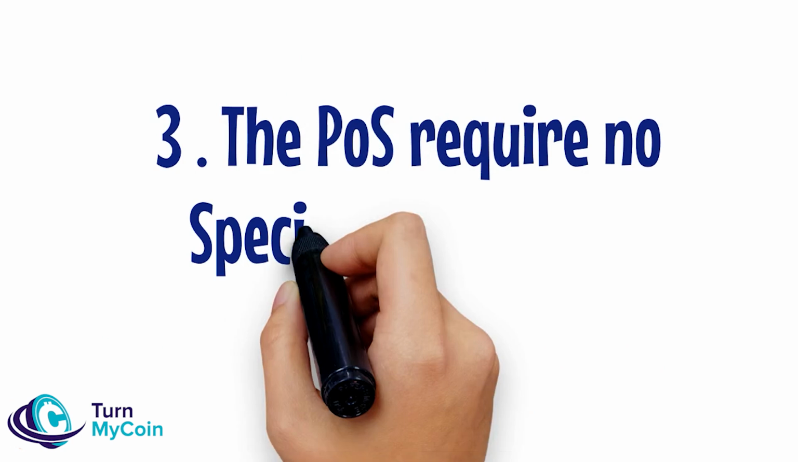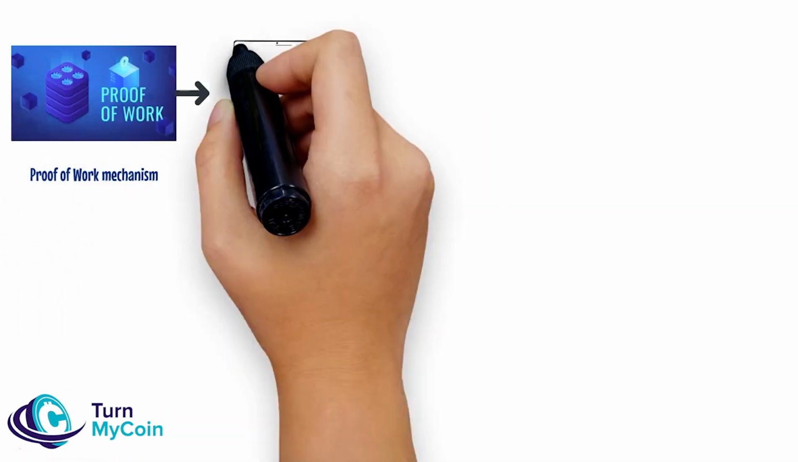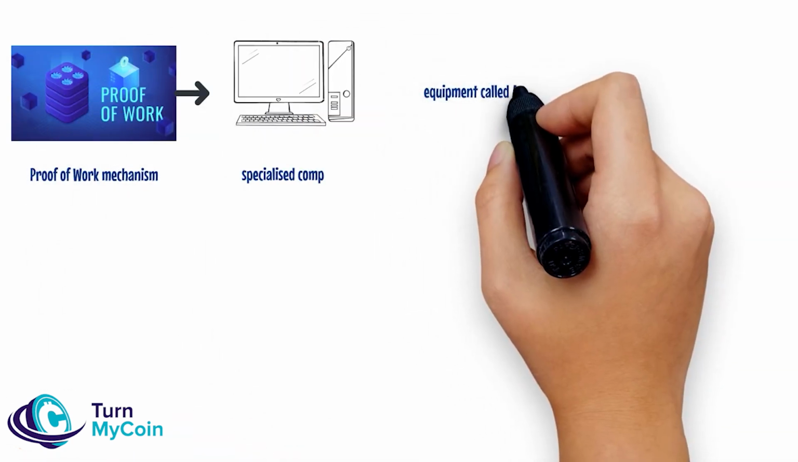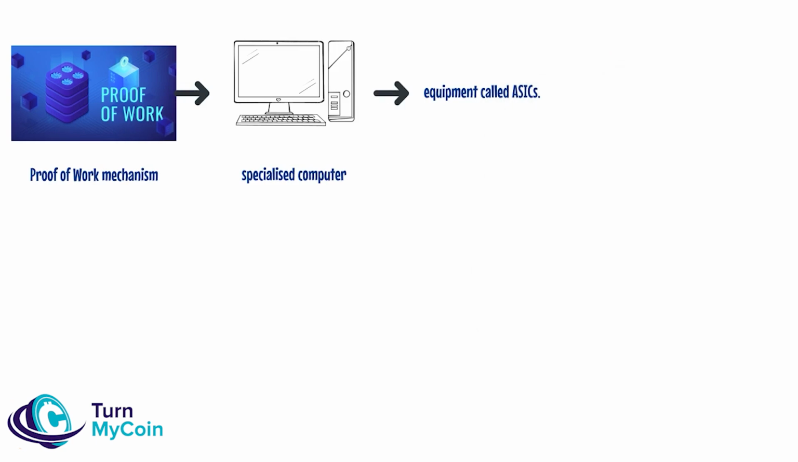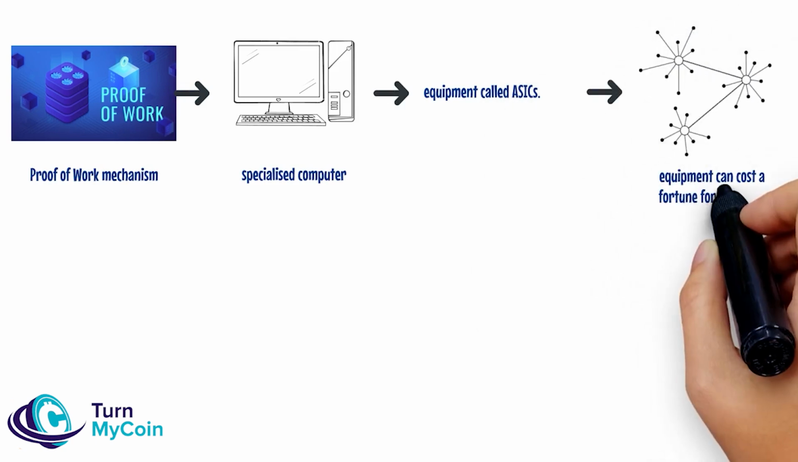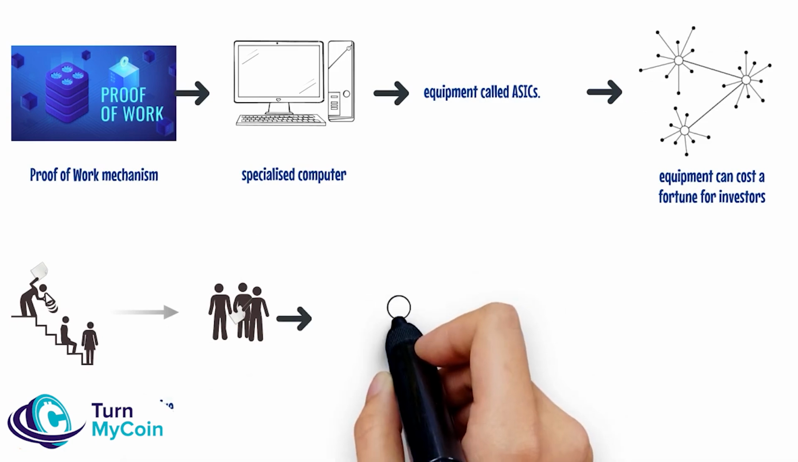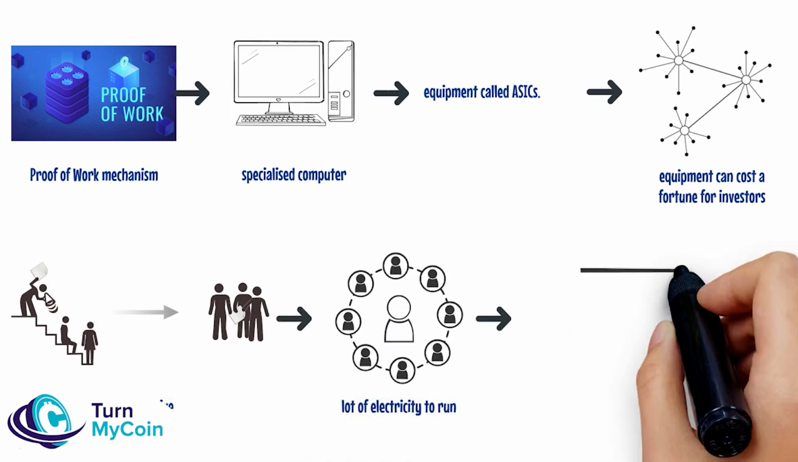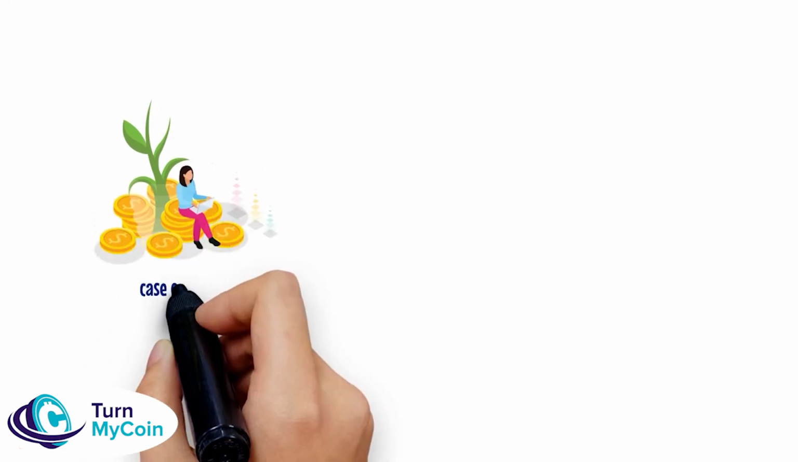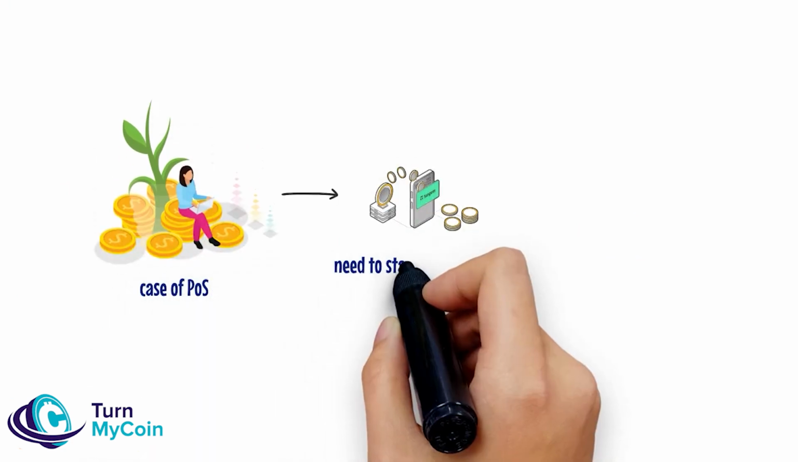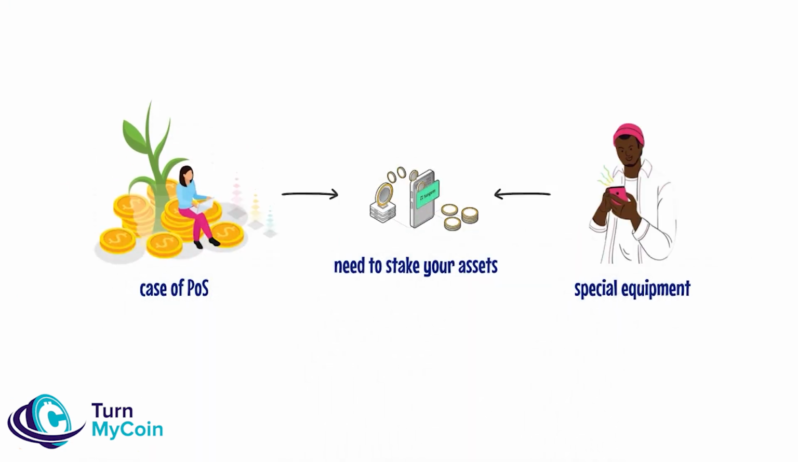3. The POS requires no special equipment. The proof of work mechanism used by Bitcoin requires you to have specialized computer equipment called ASICs. This equipment can cost a fortune for investors. Not only are they very expensive, but they also need a lot of electricity to run. Let's not forget the heat and noise they generate. However, in the case of POS, you just need to stake your assets. There is no need for special equipment in this case.